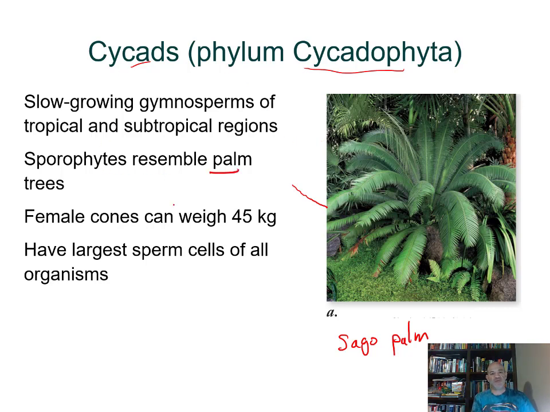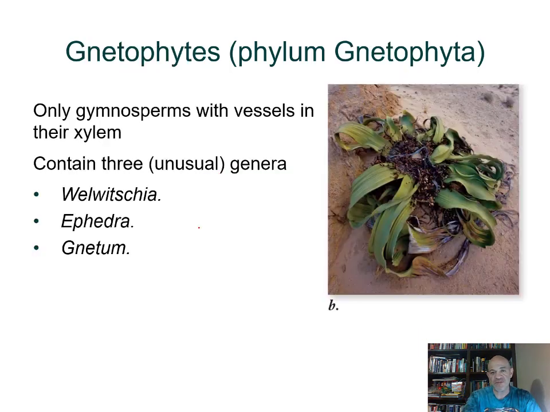So again, their sporophytes, remember, resemble palms. They do produce a large cone here in the middle. Sometimes you'll see them growing a large cone in the middle, and some of the female cones can get up to 45 kilograms. Each kilogram is about 2.2 pounds, so you're talking about a 100-pound thing. That's large, right? Another interesting little side note is that the sperm cells in the pollen grain are some of the largest in terms of cell sizes.